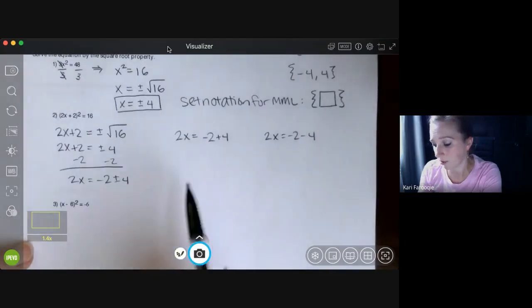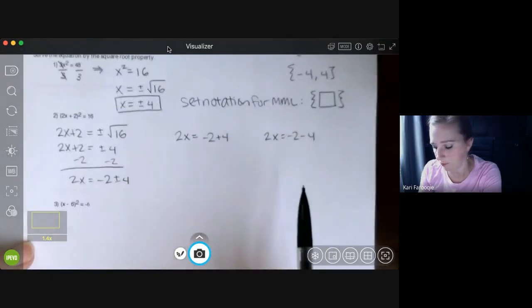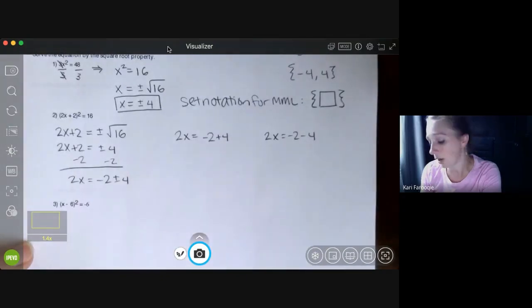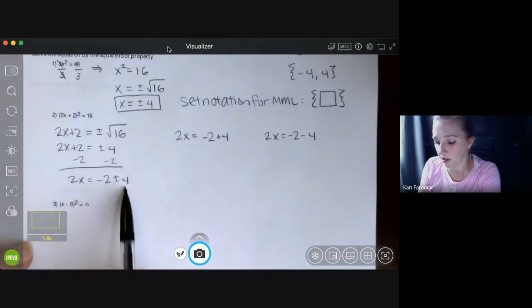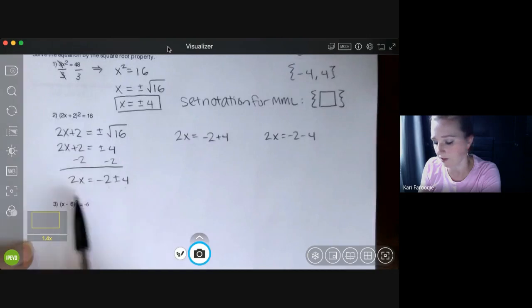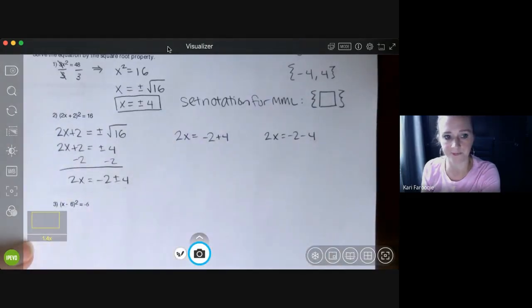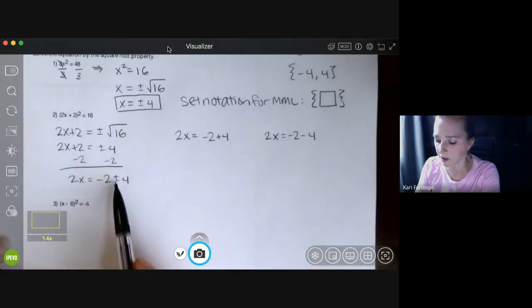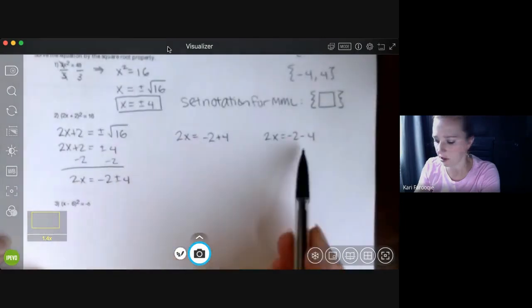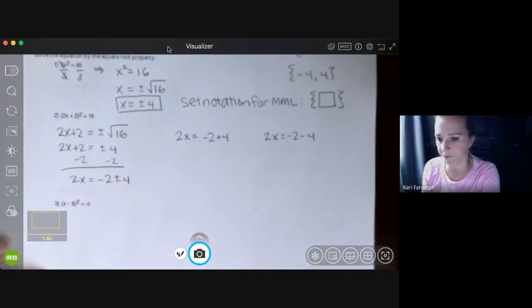Personally, I think that would be the easiest way to solve this. Another option that you would have would just be dividing every term by 2. I tend to have students not do that because they forget to divide every term. So I think this is the easier way to go. So we have one equation that uses the plus and another equation that uses minus.